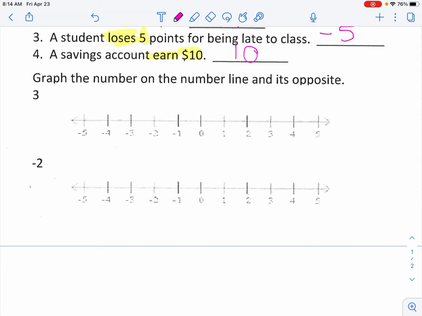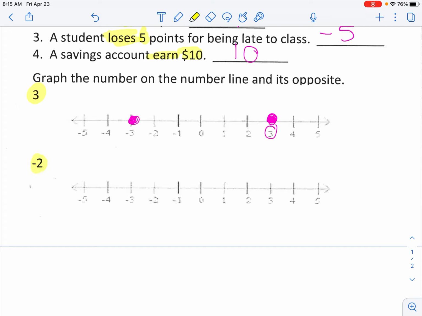Graph the number on the number line and its opposite. Okay, so the number that we're looking at is the number 3. To graph a number on a number line, you simply put a dot. Now, since that number is already identified as 3 down here, we don't have to label it. But for example, if it said 3.5, then we would have to label 3.5 because that has not been labeled on your number line. All right, and then the opposite of 3 is negative 3. Now, this is what you're not supposed to do. Some students put their dots above the number line. No. The dot goes right on the line. So 3 and -3.